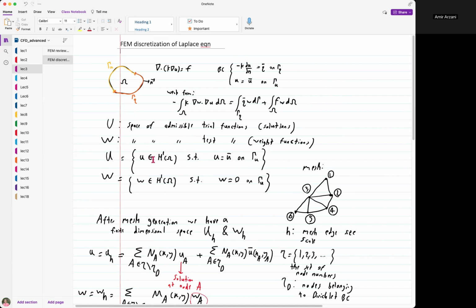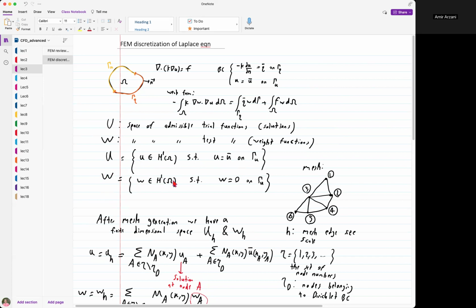Well, U belongs to the H1 Sobolev space. If you remember, H1 is the space of all functions that are L2, so the function is square integrable, but also its first derivative is square integrable. The reason we restrict ourselves to this space is that if you look at the weak form, we have first derivatives multiplied. So we are looking at an H1 space. And we also have a constraint that U is equal to U bar on the Dirichlet boundary. So we're enforcing the Dirichlet boundary in the space of admissible solutions. We're not allowing U to violate the Dirichlet boundary condition.